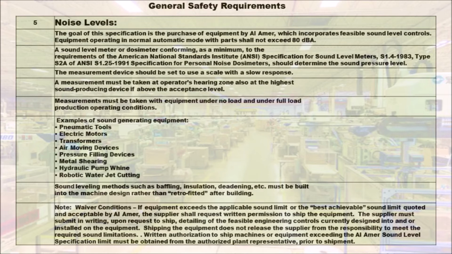Note: waiver conditions: if equipment exceeds the applicable sound limit or the best achievable sound limit quoted and acceptable by Amer, the supplier shall request written permission to ship the equipment. The supplier must submit in writing, upon request to ship, detailing of the feasible engineering controls currently designed into and/or installed on the equipment. Shipping the equipment does not release the supplier from the responsibility to meet the required sound limitations. Written authorization to ship machines or equipment exceeding the Amer sound level specification limit must be obtained from the authorized plant representative, prior to shipment.